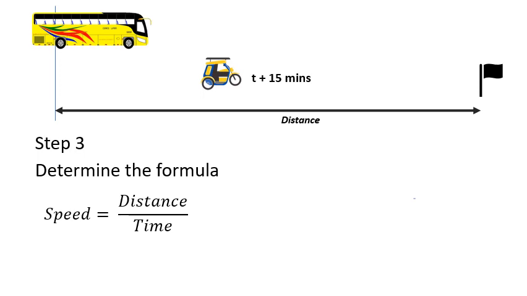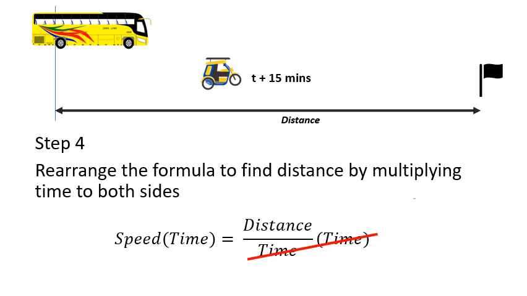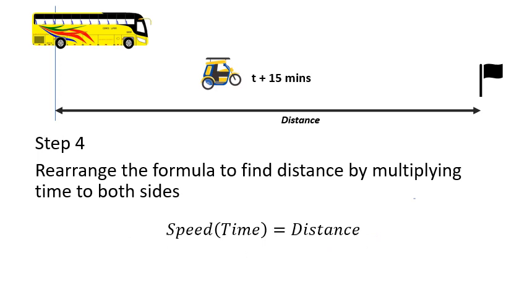Remember that we are talking about speed, and that is equal to distance over time. In rearranging the formula to find the distance, we will multiply both sides of the equation by time so that we can cancel time on the other side and isolate only distance. Therefore, distance is equal to speed times time.